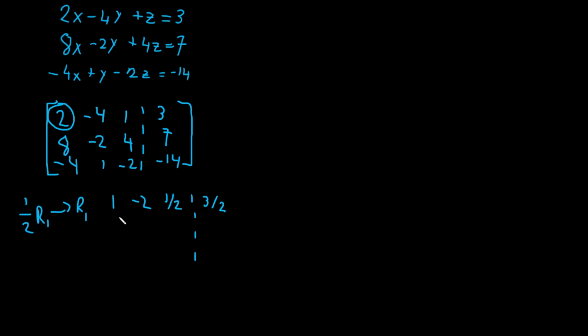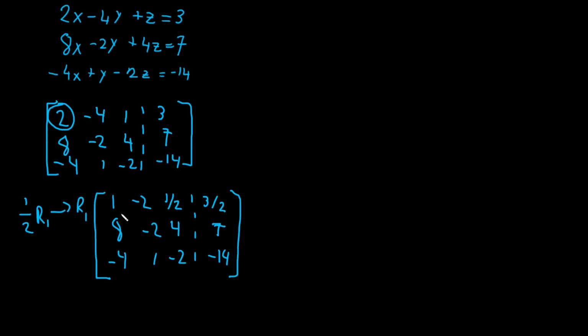And since we're only affecting the first row, the rest of the rows stay the same: 8, -2, 4, 7; -4, 1, -2, -14. So this is our resulting matrix after applying this elementary operation. So we've created our first leading one. Let's go ahead and create our second leading one. But before doing that, we need to eliminate any terms that come before it in the row. So in this case, the 8.